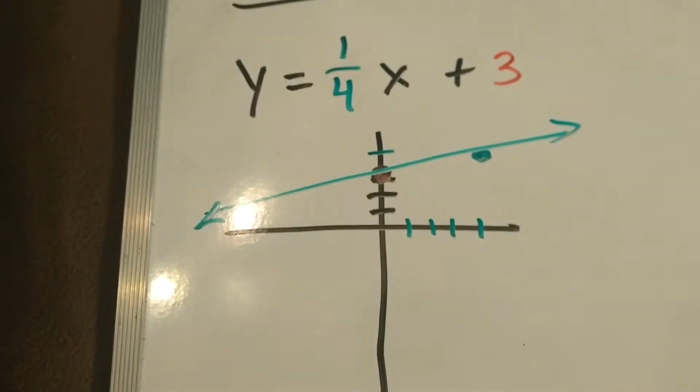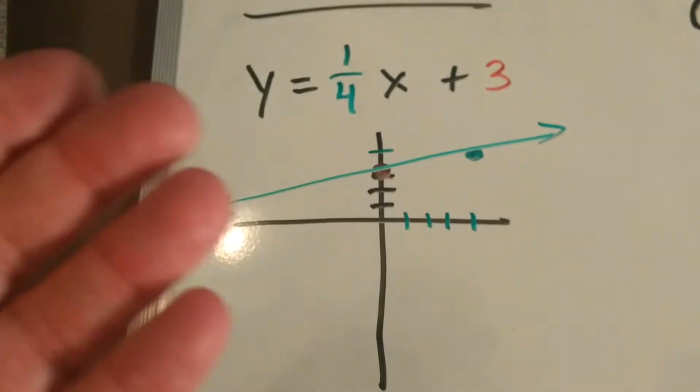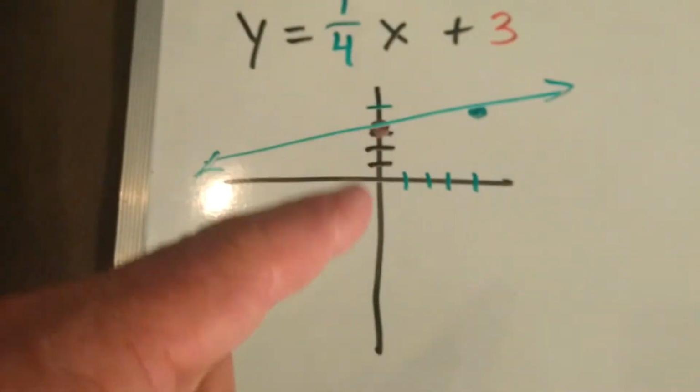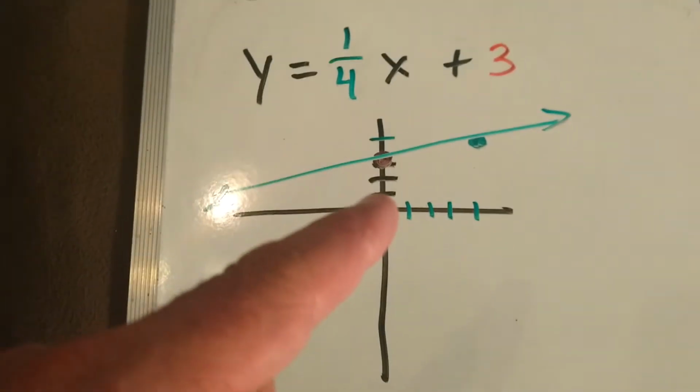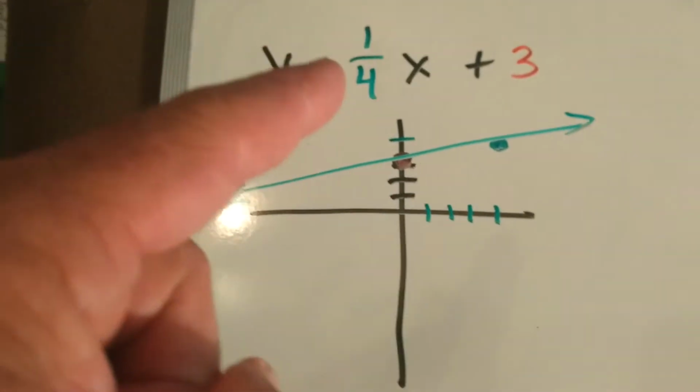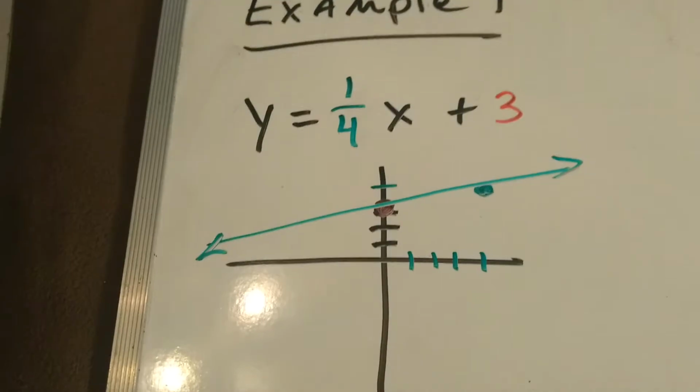We graph. So remember, when you're graphing a linear equation, you're always plotting the y-intercept first on the y-axis. Then from the y-intercept, you move the slope. Positive slope up to the right, negative slope down to the right.